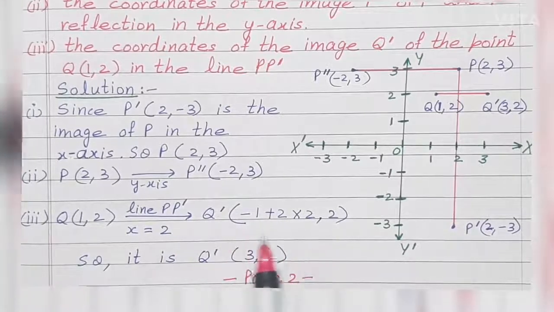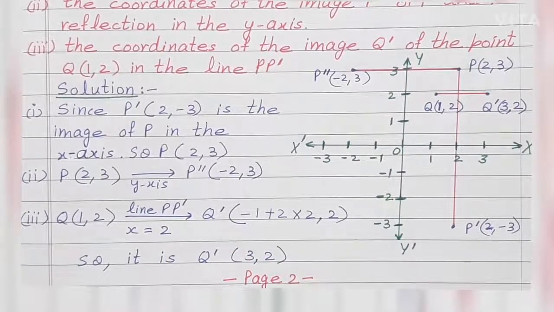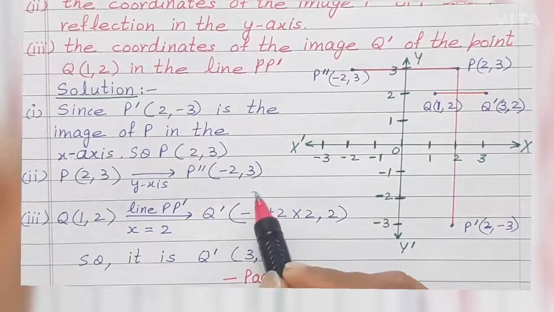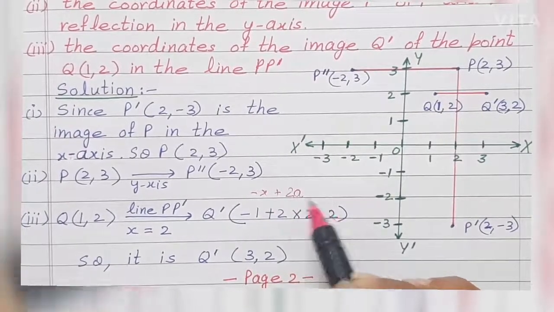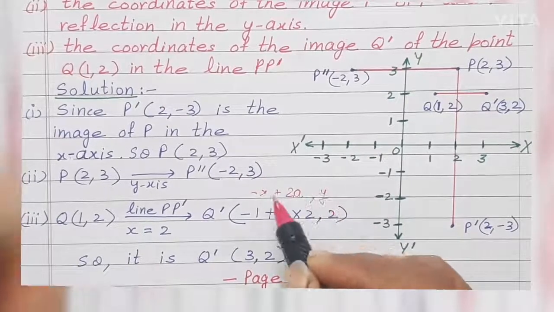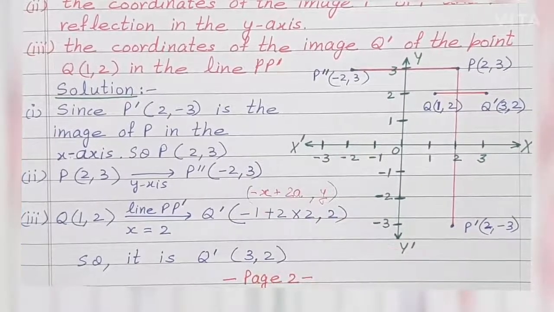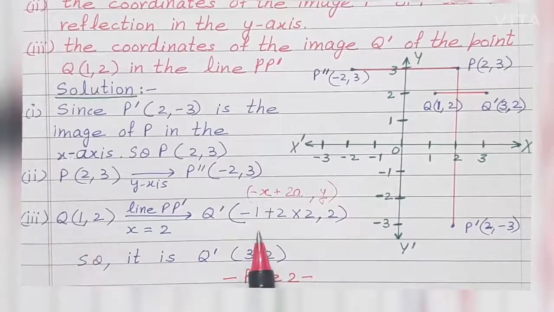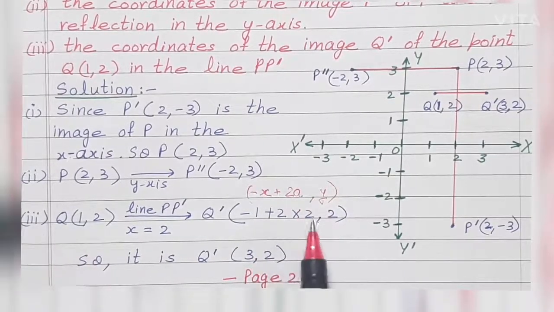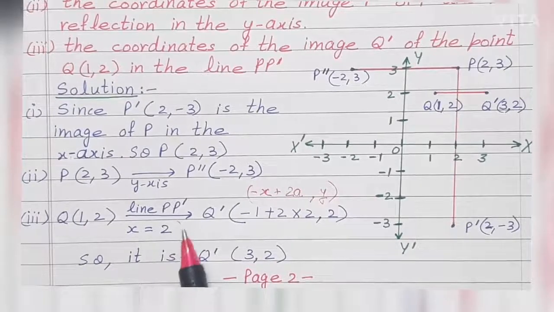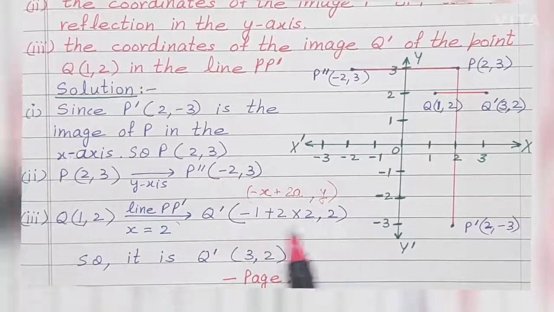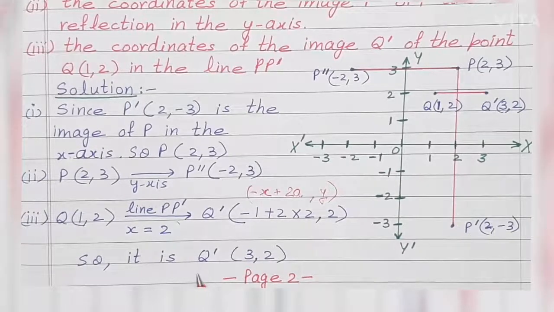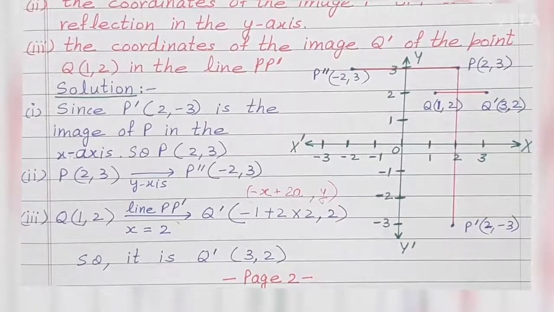So you have to reflect Q 1, 2 under x is equal to 2. Now here students, we are going to use the formula. What was the formula? That is minus x plus 2a and y as it is. Clear? So here x is 1, so it will become minus 1, plus 2a, 2 into a. Now here a is also 2, and y as it is. So the answer is 3, 2. That means Q dash is 3 and 2. I hope it is clear to everyone.